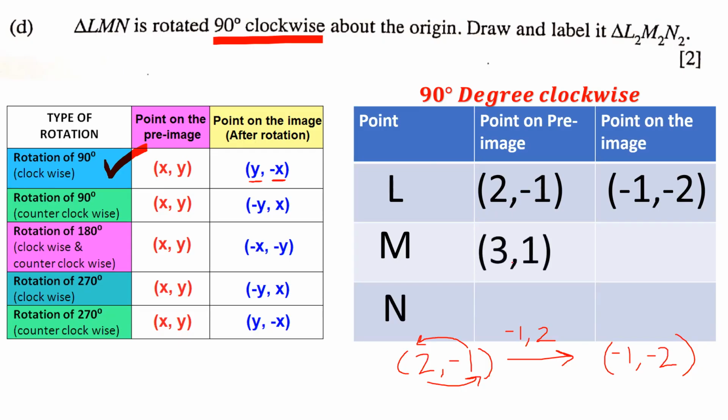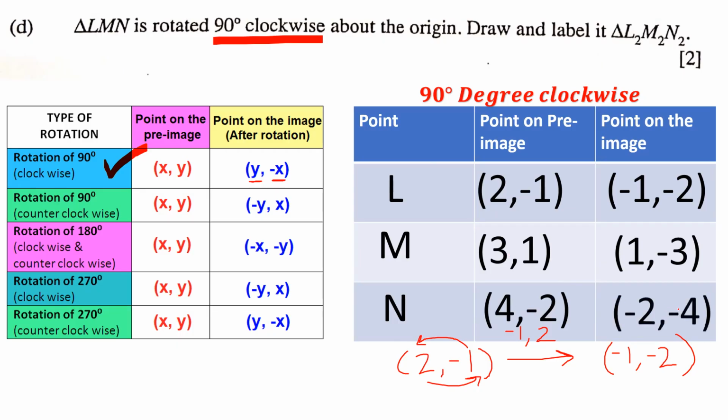So let's look at this one, 3, 1. Again, you switch over and you negate the X. So if you switch, it's going to be 1, 3, and then you negate the X value. So it's going to be -3. And for this one, again, switch, it's going to be -2 and 4, but then remember we negate 4, so it's going to be -4.